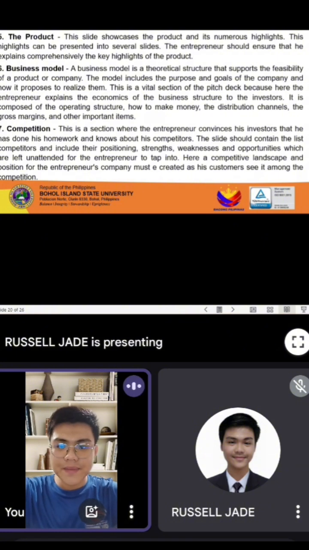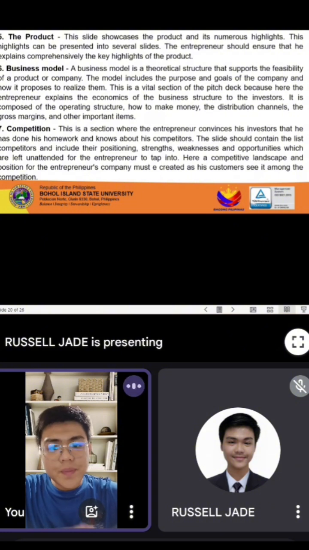The next is the business model. A business model is a theoretical structure that supports the feasibility of a product or a company. The model includes the purpose and the goals of the company and how it proposes to realize them. This is a vital section of the pitch deck because here the entrepreneur explains the economics of the business structure to the investors. It is composed of the operating structure, how to make money, the distribution channels, the gross margins, and of course the important items.